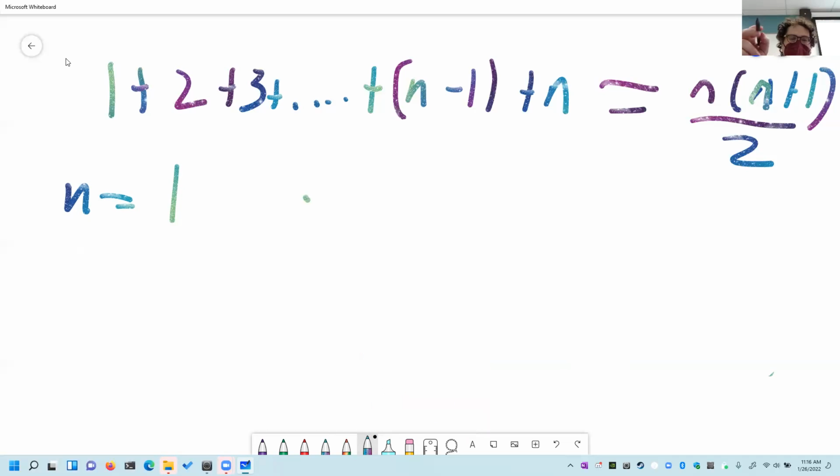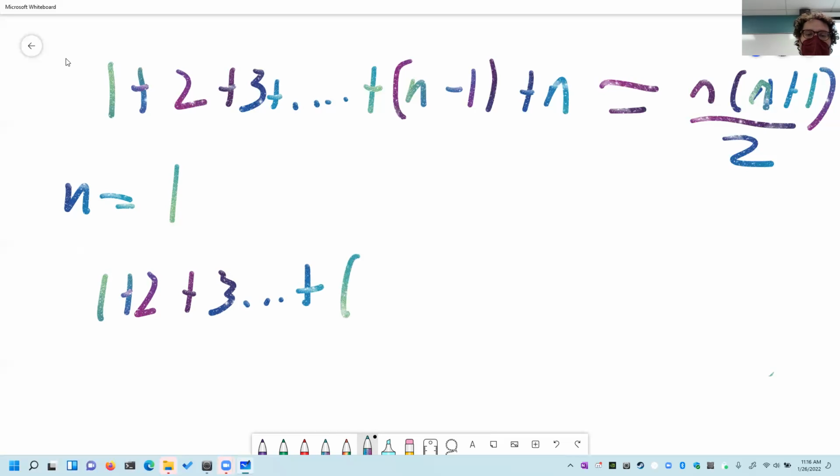Okay. All right, so now the second part: we assume it's true for k. In other words, we're going to replace our n's with k, and we're going to assume it's true for k. And if it's true for k, we have to prove that this equation holds for k plus 1. Now let me rewrite this equation and say we want to prove it for k plus 1.